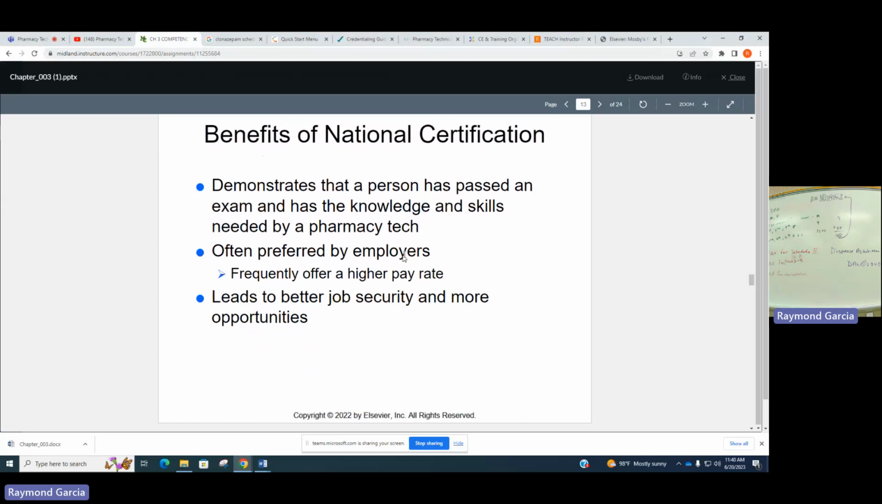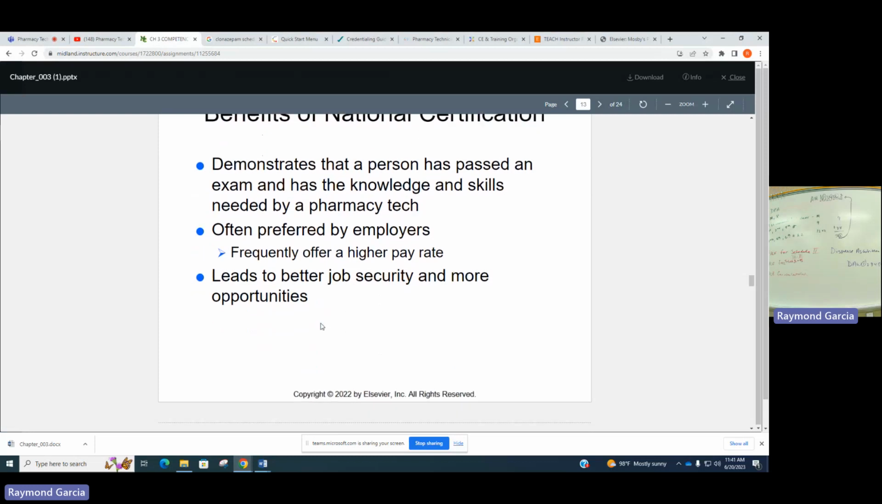And also leads to better job security and more opportunities, which kind of happened with me. I started in retail, which is like a CVS, and started going to school in Odessa and worked at the Walgreens there. Heard that they were hiring here in Midland at the hospital. So I had about a year's experience of retail, and that year of experience helped me get hired at the hospital here in Midland, and I stayed there for about another 10 years.